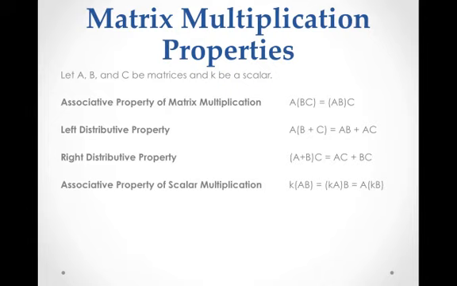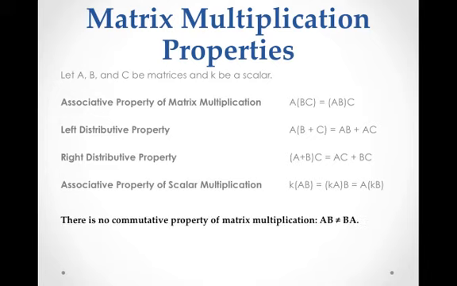Associative property of scalar multiplication means K times AB is equal to K times A times B, or A times K times B. Notice that I keep saying you can't move things around as far as the positioning of A and B relative to each other. If A is on the left, it has to stay on the left. That's because there is no commutative property in matrix multiplication. AB does not equal BA.